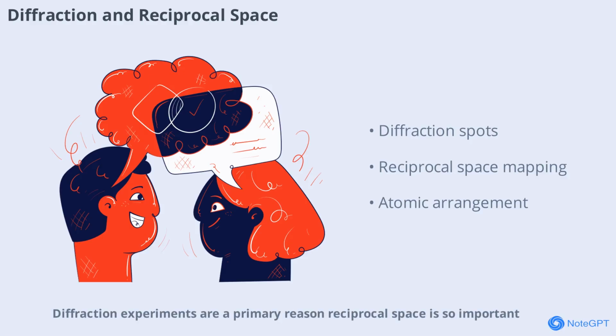Diffraction experiments are a primary reason reciprocal space is so important. When a beam of X-rays or electrons hits a crystal, it produces a pattern of spots known as a diffraction pattern. These spots correspond to points in reciprocal space, not real space. By analyzing the positions and intensities of these spots, scientists can deduce the arrangement of atoms in the crystal. This method is at the heart of X-ray crystallography and many other techniques.